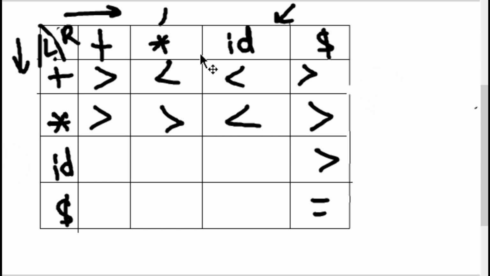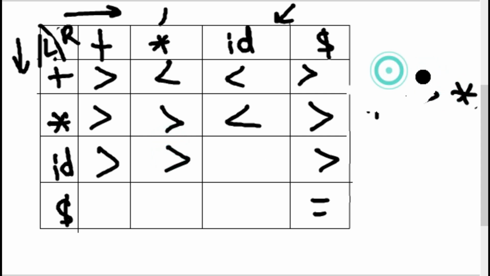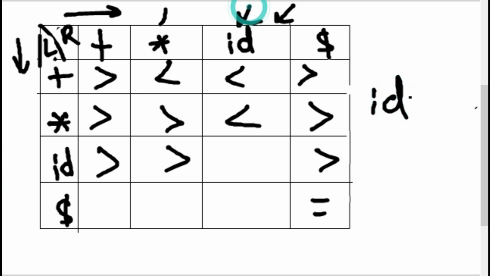Now ID is on the left hand side, plus is on the right hand side. ID always has the highest precedence, so it will look like this. Now ID is on the left hand side, star is on the right hand side. ID always has the highest precedence, so it will look like this. Now ID is on the left hand side, ID is again on the right hand side, but both of these will always have the same priority because these are operands, not operators, so this will have an equal symbol.